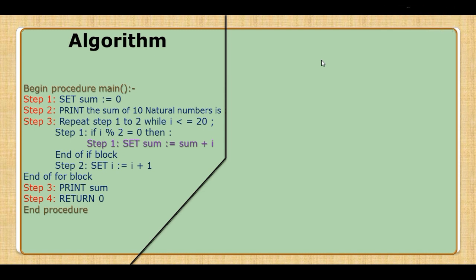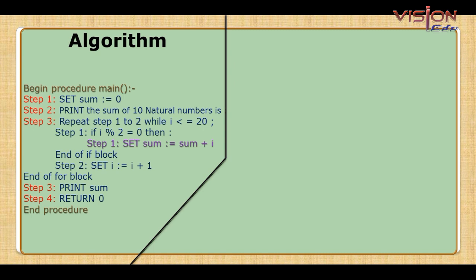For that I am using the if condition: if i modulo 2 equals 0. Here I am checking the i value divided by 2. If the remainder is 0, it's treated as an even number, else it's not an even number. So under step 3, we check i modulo 2 equals 0. If it is 0, it's treated as an even number, and the value of i will be added to the sum value, so that sum equals sum plus i.